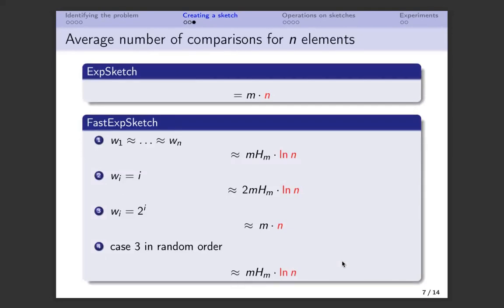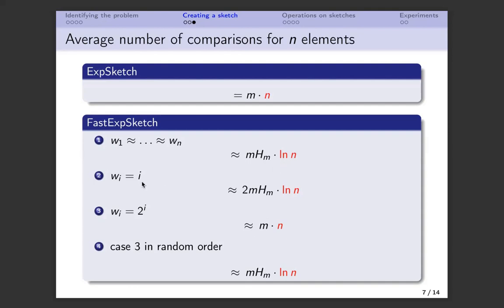Note that in the original ExpSketch, we always have m comparisons for each element. So we always have m times n comparisons in total. In FastExpSketch, the total number of comparisons depends on the value and the order of weights. If the weights have similar value, the total number of comparisons is logarithmic in the number of elements n. Namely, we have some number of comparisons for initial stream elements, but for most elements we have 0 comparisons.